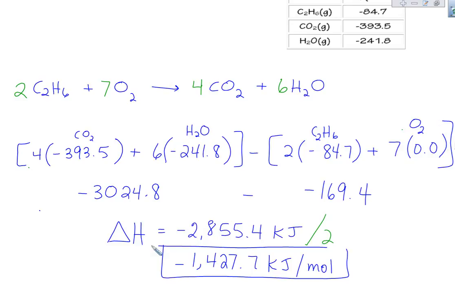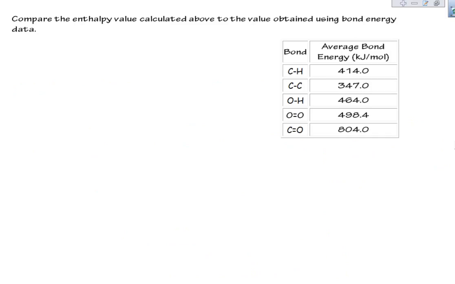Okay, excellent. So again, there's only a few little things you've got to watch out for, but otherwise these are very straightforward. Check out this last one. Compare the enthalpy value calculated above to the value obtained using bond energy data. Woohoo! Blast from the past, chapter 8. Excellent. Do you remember this kind of data? Bonds broken minus bonds formed.